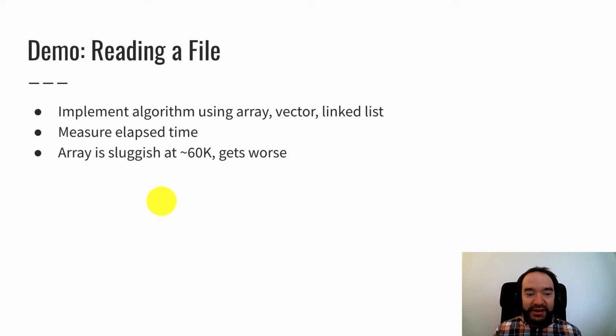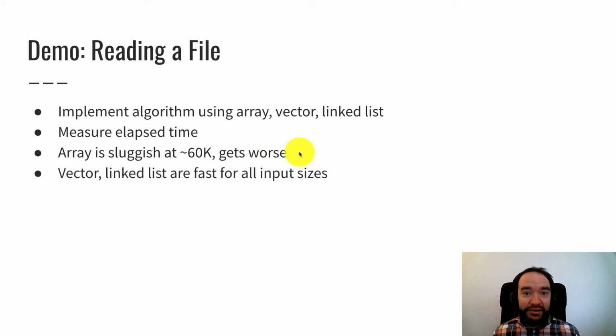The array version gets sluggish around 60,000 elements, and that's not a lot of data in the modern day. We make apps that deal with millions or billions of elements, so that's disappointing performance, and it gets worse and worse and worse as you throw more pieces of data at this thing. That's the whole aspect of quadratic growth, that it gets worse and worse as the input grows. So while the array is pretty slow in this use case, the vector and linked lists are fast for any input size I threw at it.